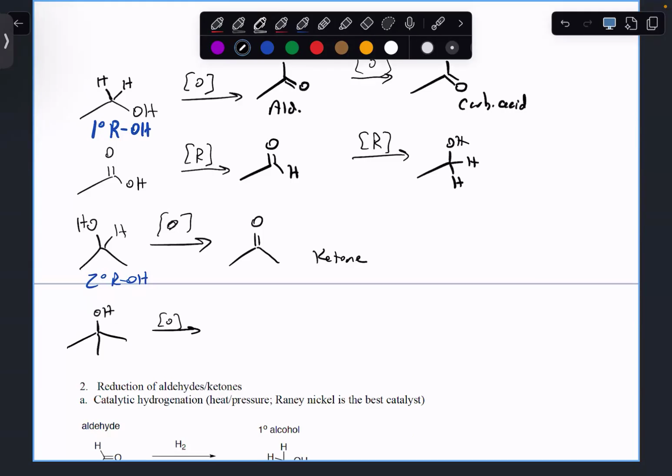Look at the bottom there. Got the oxidation of the tertiary alcohol. What do you think happens here? Well, the primary alcohol had two hydrogens on it, so we could oxidize it two stages. The secondary alcohol has one hydrogen on it, so we could oxidize it one stage. The tertiary alcohol has no hydrogens on it. And thus, nothing happens. Tertiary alcohols cannot be oxidized.